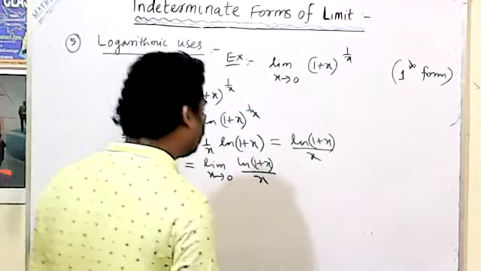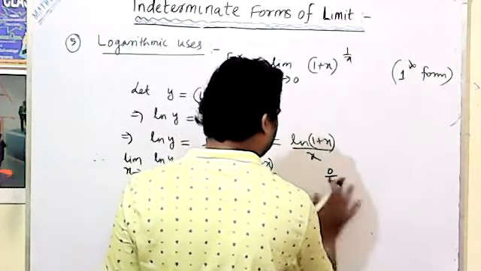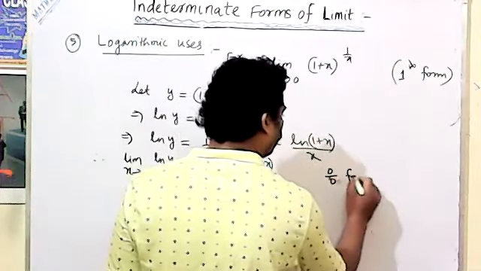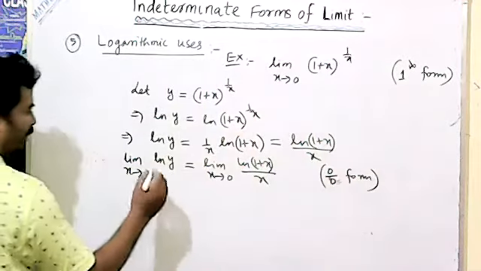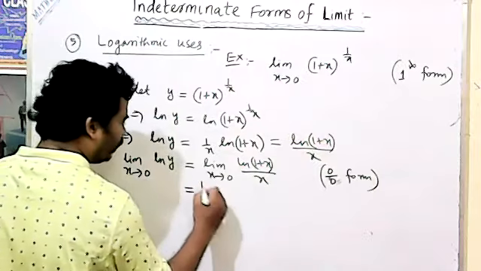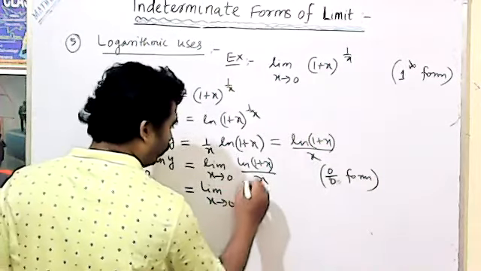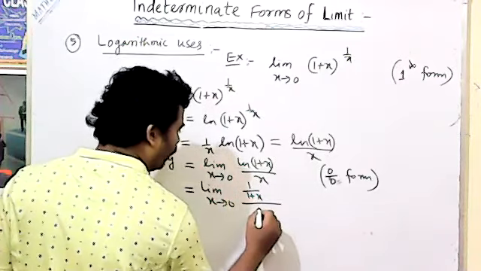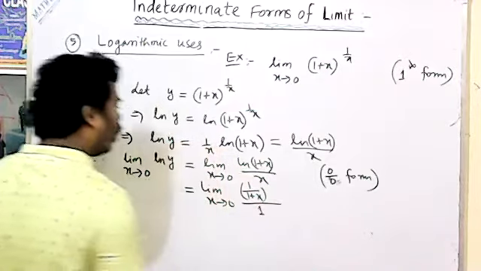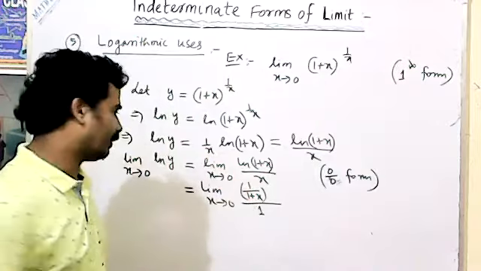Now it is a 0 by 0 form. So we can apply L'Hopital's method. Means here it is equal to limit x tends to 0, 1 by 1 plus x divided by 1, since the derivative of ln 1 plus x is 1 by 1 plus x.